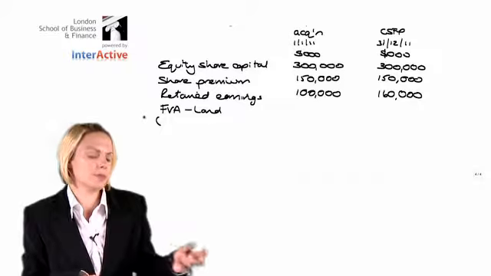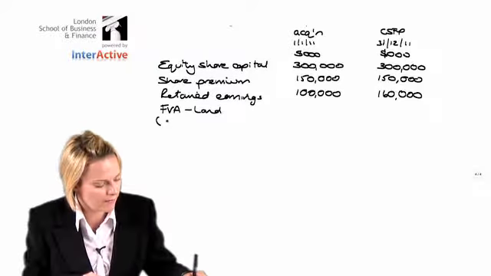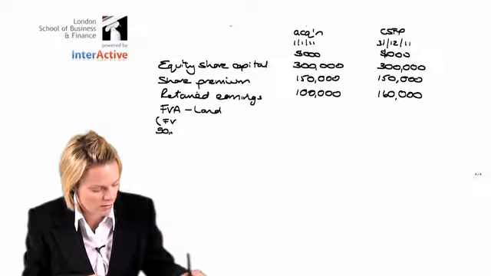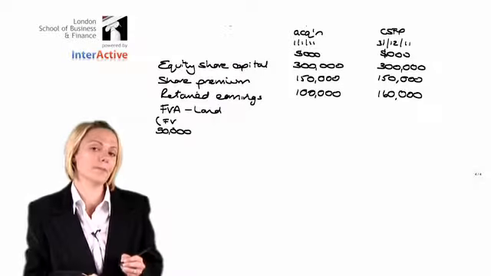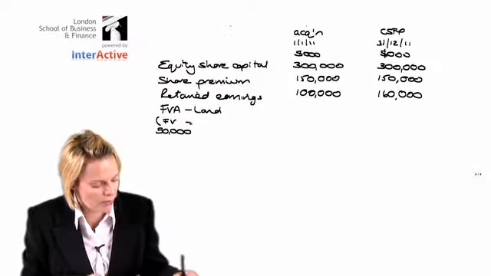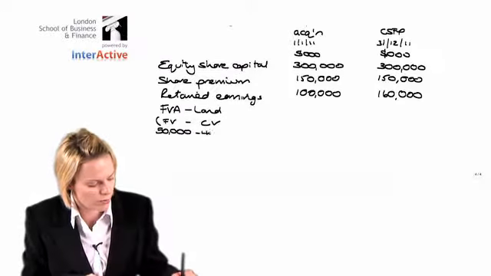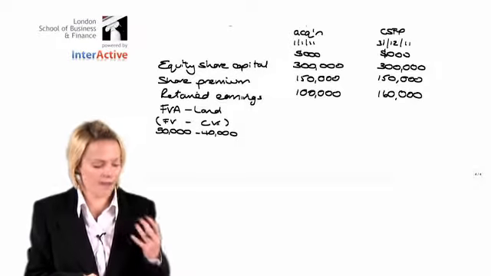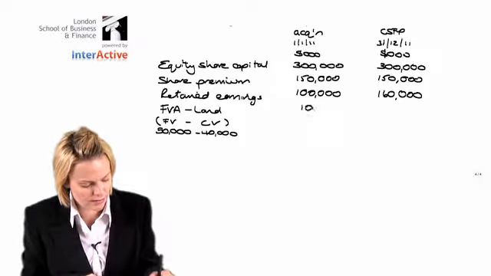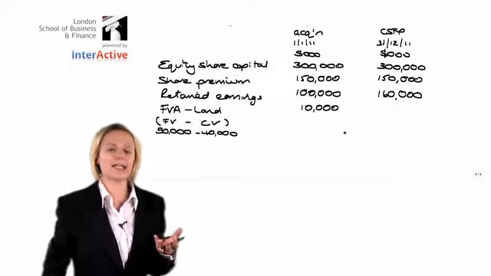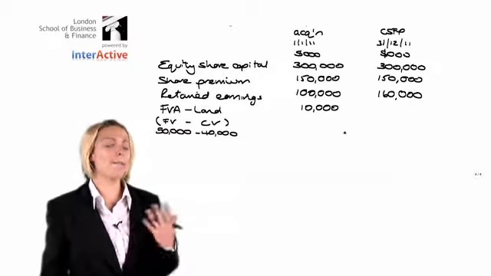It will be the difference between the fair value, which we were told was 50 million, we're going to work in thousands, and the book value, or the carrying value, which we were told was 40,000. The fair value adjustment then, we would need to increase the assets at the acquisition date by $10 million.